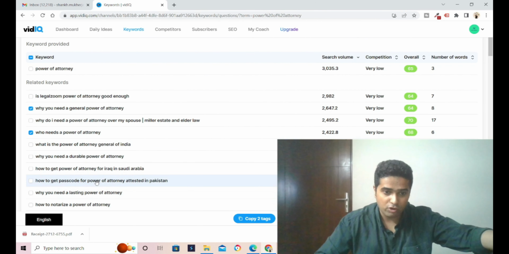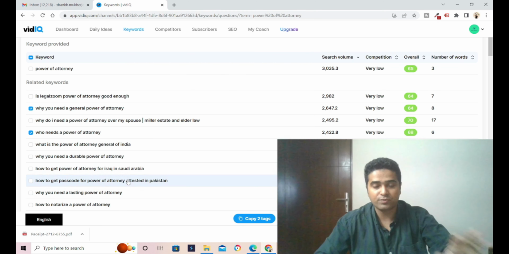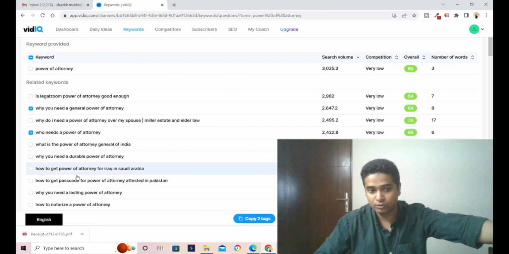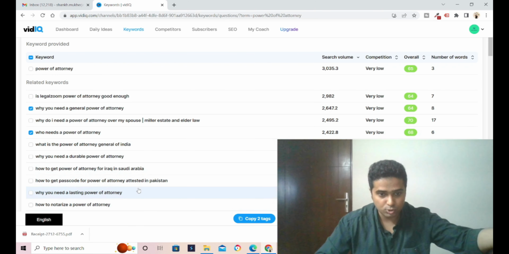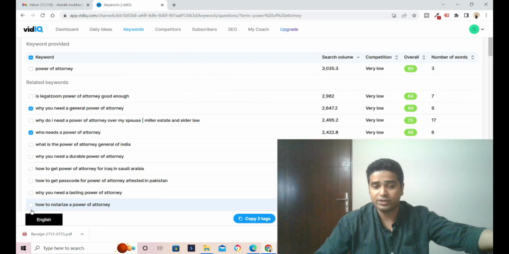How to get passport for power of attorney? No, this is the wrong domain. Saudi Arabia, Pakistan, this is not the kind of countries for which you are working in. So blindly ignore these things. Again, India related keywords, these are the ones you have to select. So go ahead and select that. Why you need a lasting power of attorney? How to notarize a power of attorney. Again, how to notarize a power of attorney is something you want to select.